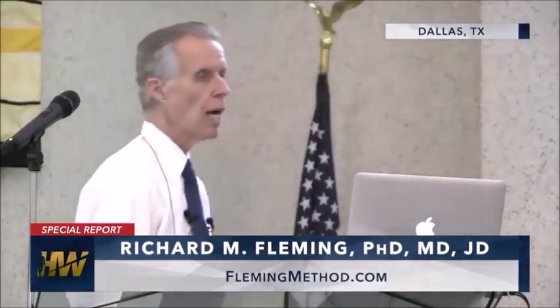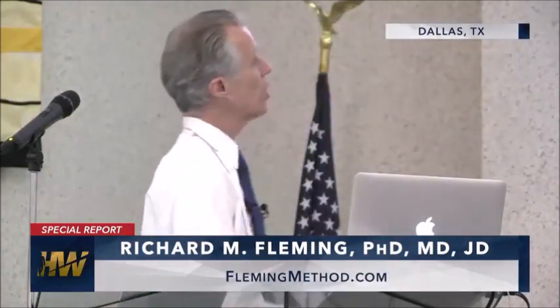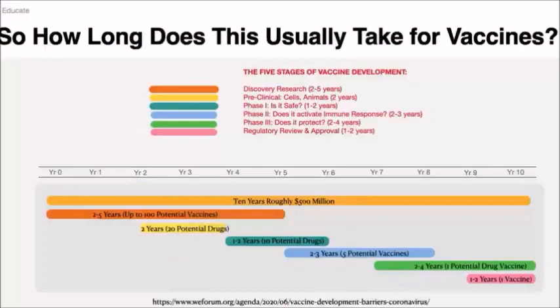Now, how long does it usually take to develop a vaccine? Typically 10 years. We've done it in 3 to 5, and if you look at all the phases that we just went through, they're color-coded here, overlapping for the shortest duration of time typically gets you to 10 years.